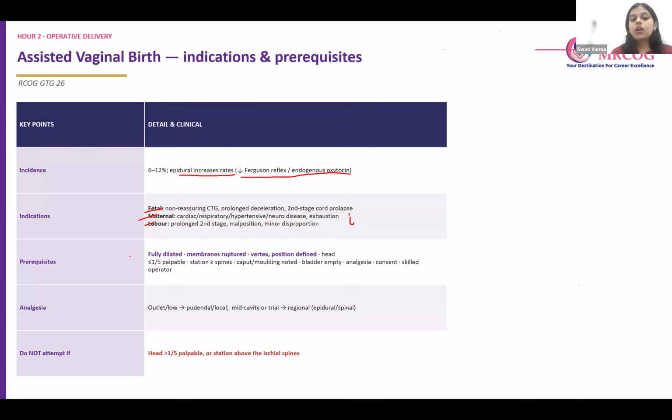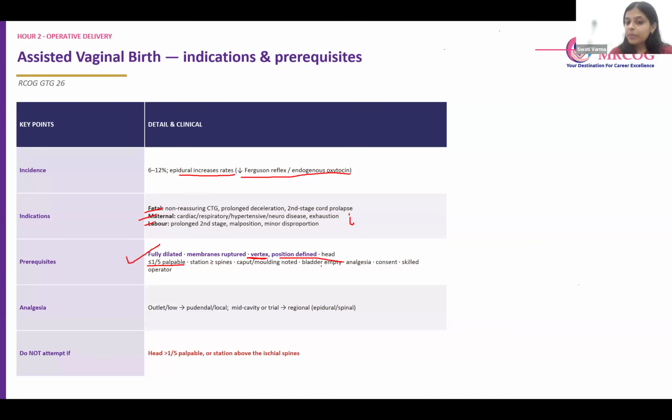Then prerequisites, always this is to be kept in mind. Never choose the option of assisted vaginal birth if these are not met. She should be fully dilated. The membranes should be ruptured. The presentation should be vertex, and position should be defined, preferably head. Then the presenting part should be less than 1/5 palpable. The station should be at or below spines. There should be no caput or molding, or there should be minimal caput or molding.